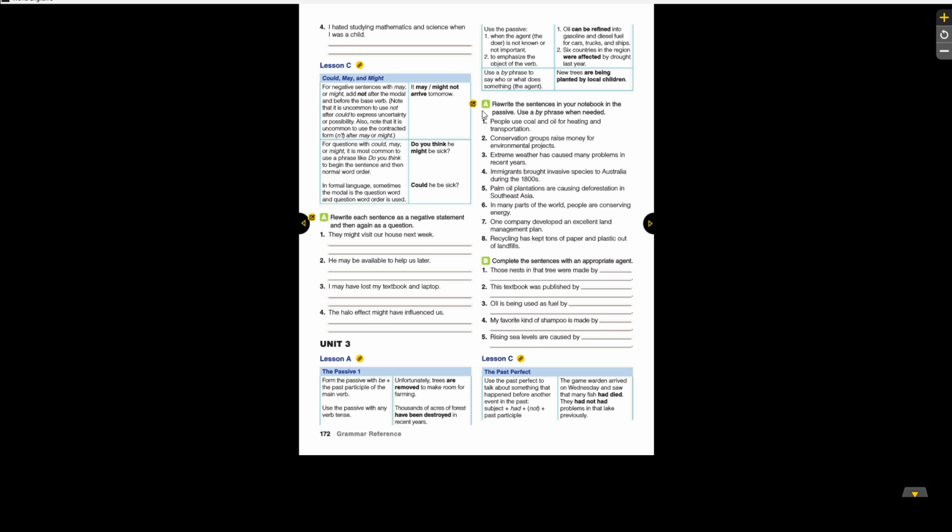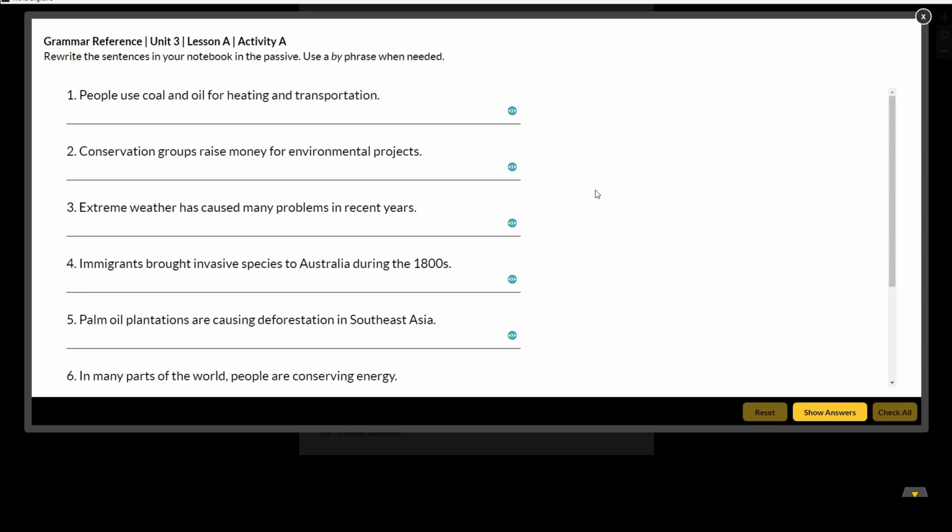All right. So we're going to open activity A. It's pretty simple. All right, so rewrite the sentences in your notebook in the passive, or if you have the book, you should be in the back of the book. Use a by phrase when and if it is needed. All right, so I will first leave the first six here for about 20 seconds, and then I will scroll down.